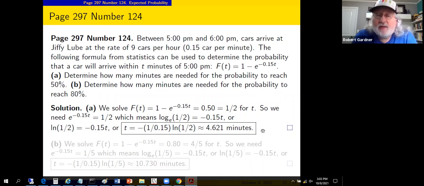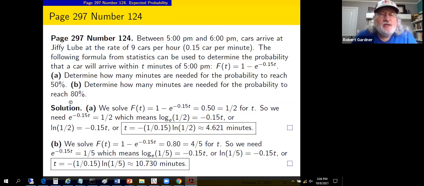We'll whip out the calculator. It has an ln button on it. A scientific calculator does. They're built into Microsoft Windows, for example. Make sure you use the scientific calculator, though. It's not in the standard one. And crunch the numbers, and we get 4.621 minutes. So the probability is 50% that a car will show up in the first 4.621 minutes. But there's a 50% probability that it won't.